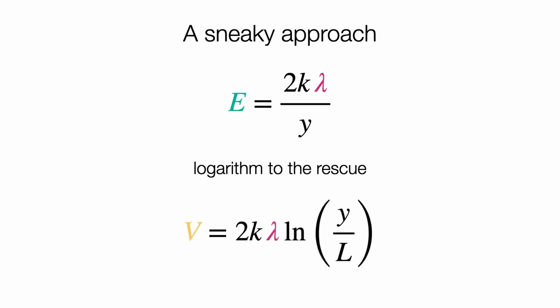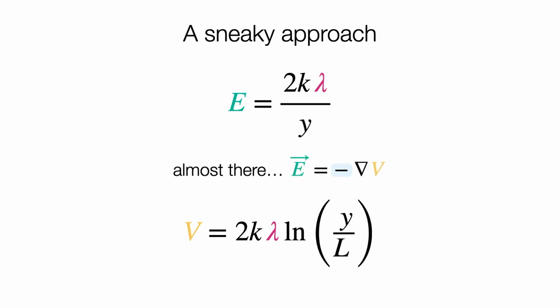The last little thing to fix is that since E is minus grad V, we need to put y in the denominator. And we've got it. This last argument was pretty subtle, and it certainly wasn't a rigorous proof. But this style of thinking can be really helpful when you run into trouble with physics problems, and you can get better at it with practice.